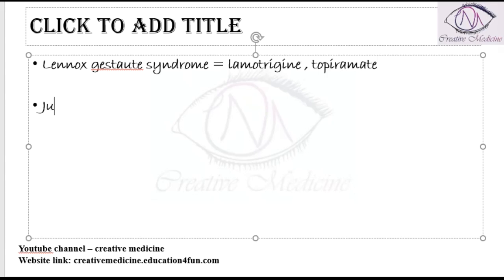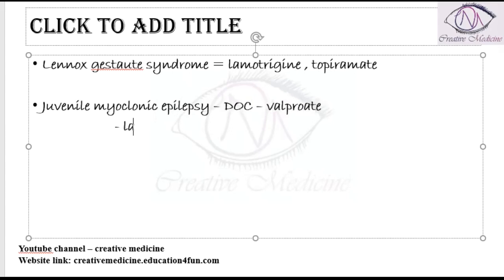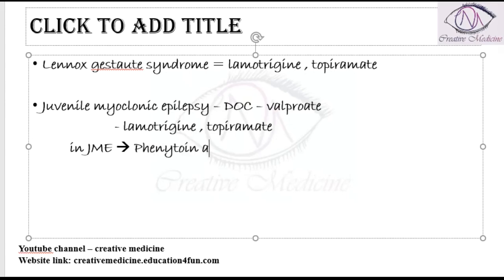Then, for juvenile myoclonic epilepsy, the drug of choice is valproate. Other drugs like lamotrigine and topiramate can also be given. And one more important thing: in juvenile myoclonic epilepsy, what is contraindicated? Drugs like phenytoin and carbamazepine are contraindicated.